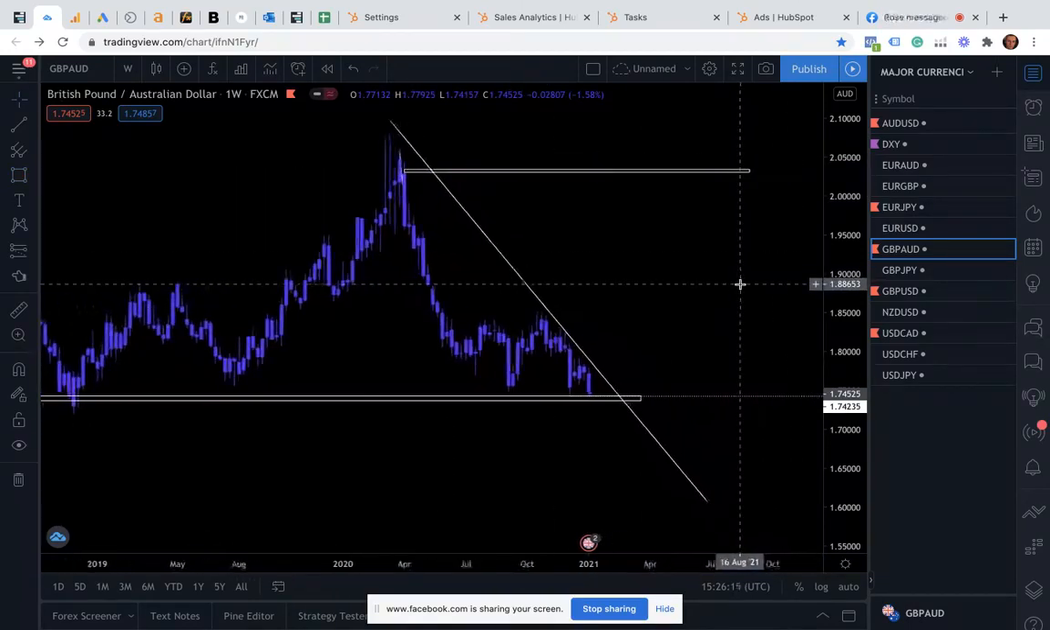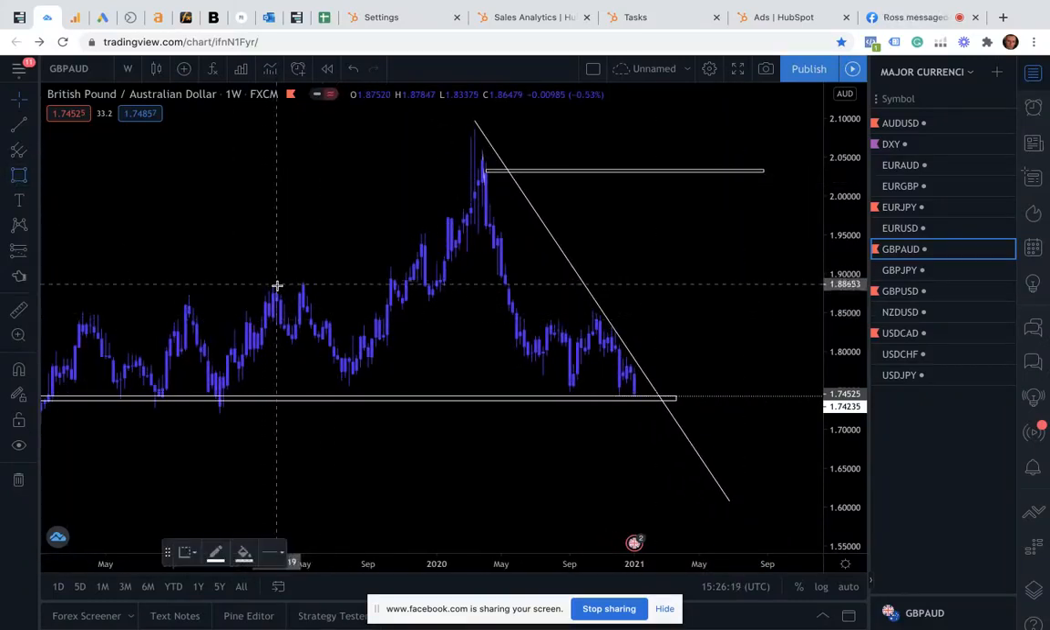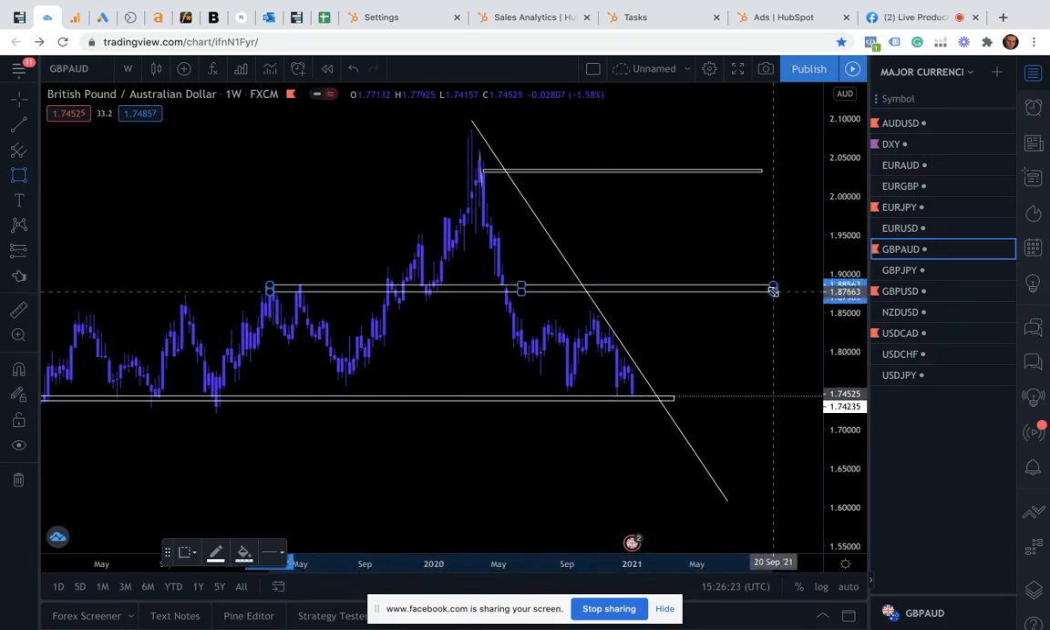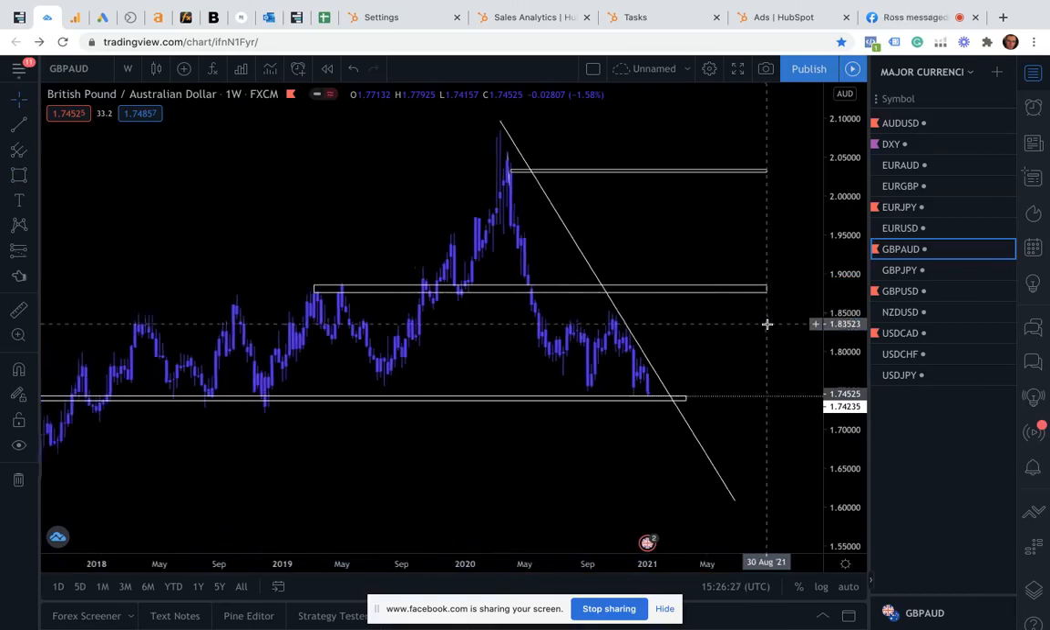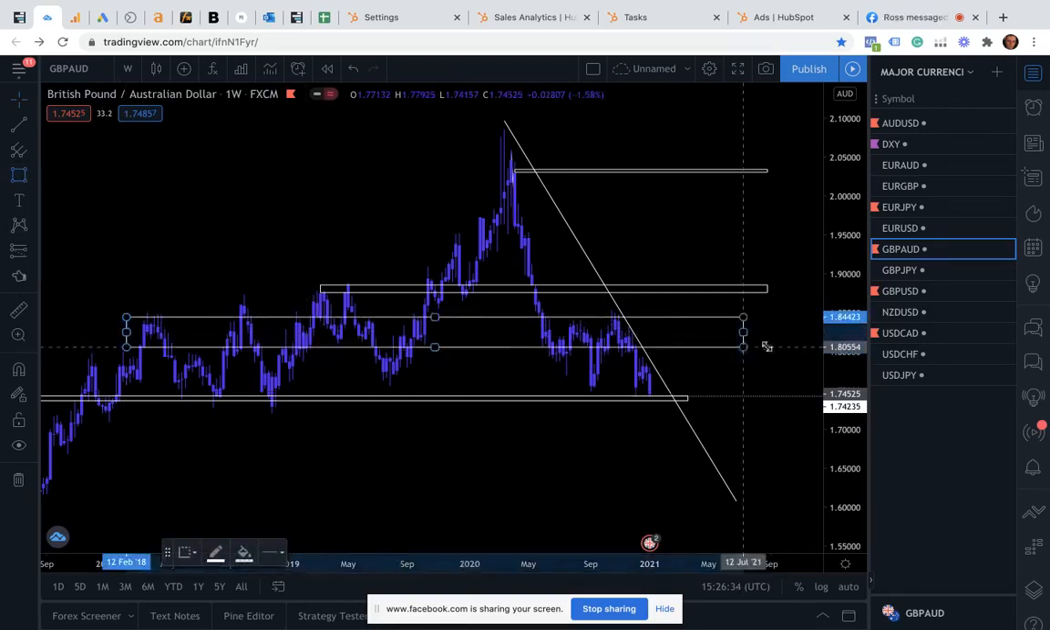But again, there is a couple of zones to be aware of. One thing that's sticking out to me right now is this zone here. It's been respected, so I would be looking at this. This would be something to map out. And then what else would I be looking at? Maybe there's another little zone here to be looking at.